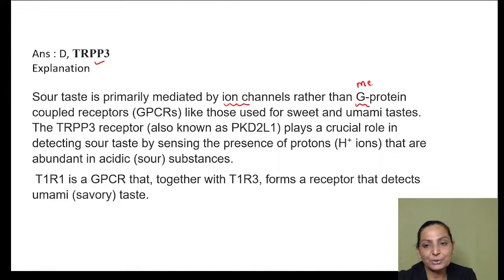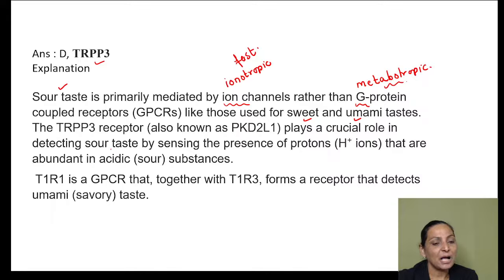So those that use G protein are metabotropic, and those that open ion channels are ionotropic. The ionotropic act fast as compared to metabotropic. Sour is ion channel based, but sweet and umami are G protein or metabotropic. These are helpful in detecting sour taste, and the sour taste is because of the presence of protons, that is the H+ ions.